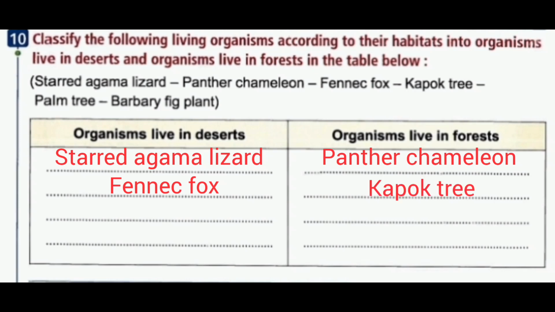Next word, palm tree. Palm tree lives in deserts. And the last one, Barbary fig plant. Barbary fig plant lives in desert.